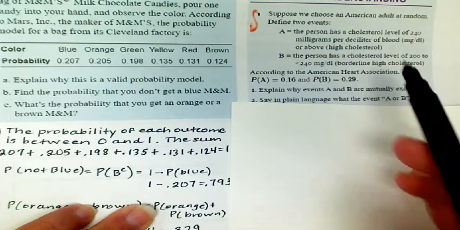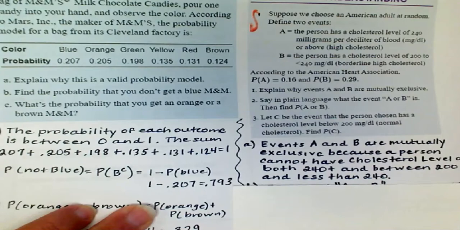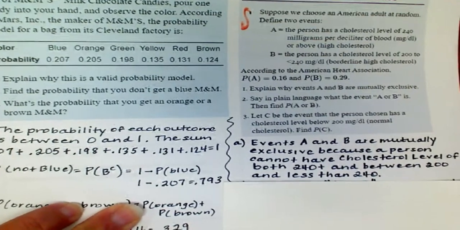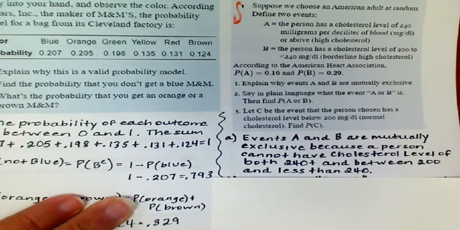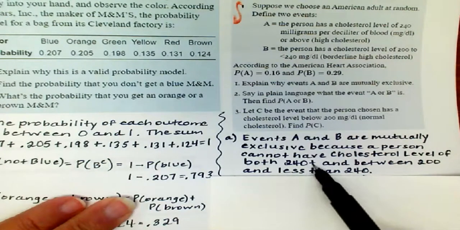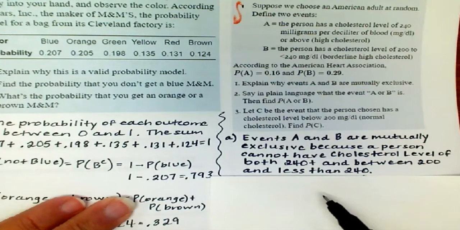So that is why they are mutually exclusive. I kind of jotted this down, why they're mutually exclusive. Events A and B are mutually exclusive because a person cannot have a cholesterol level of both 240 plus and between 200 and less than 240. So that's why A and B are mutually exclusive. You cannot have a person with a cholesterol level of both 240 or above and between 200 and less than 240. Okay, can't have that happen.